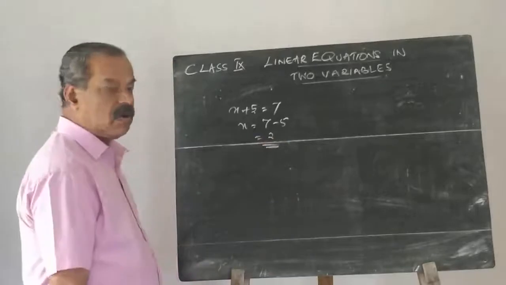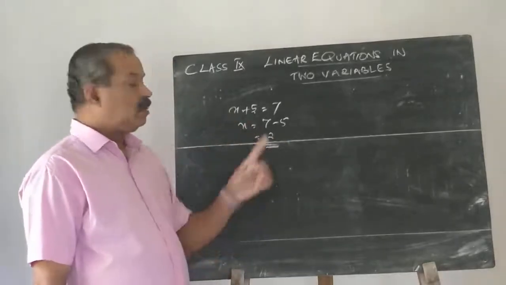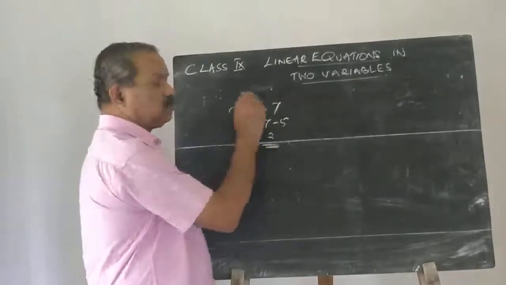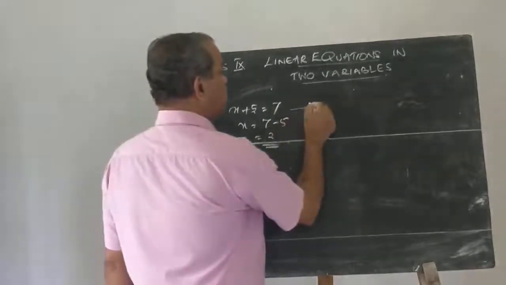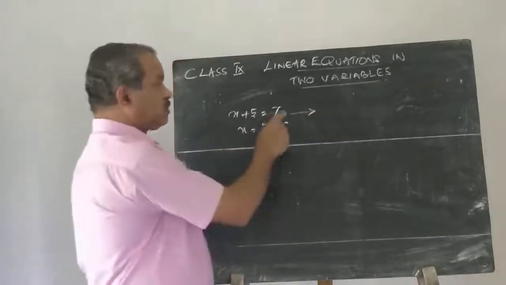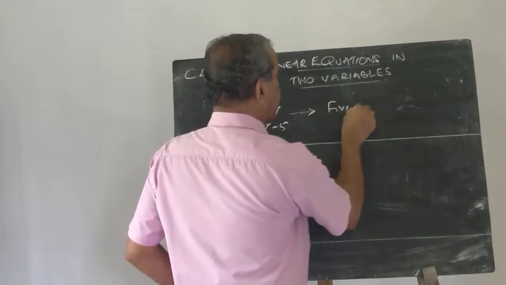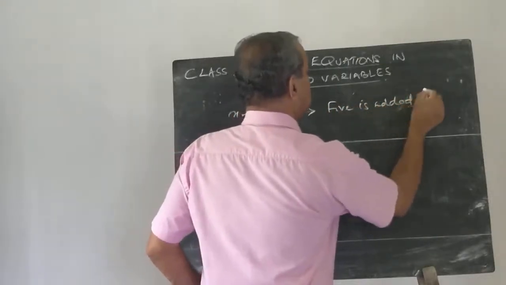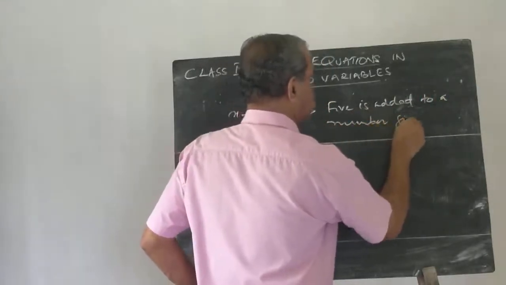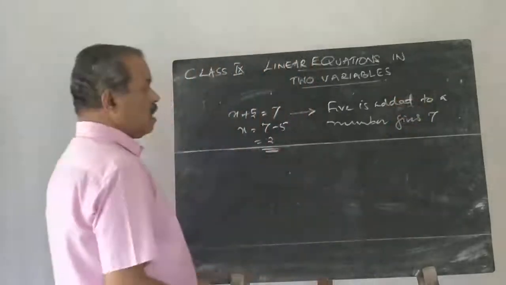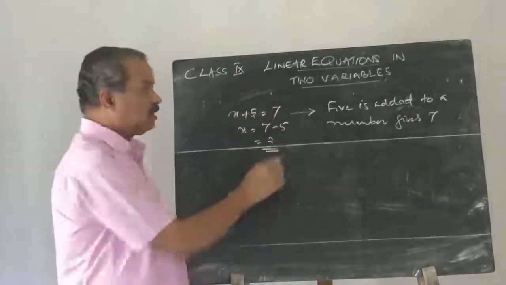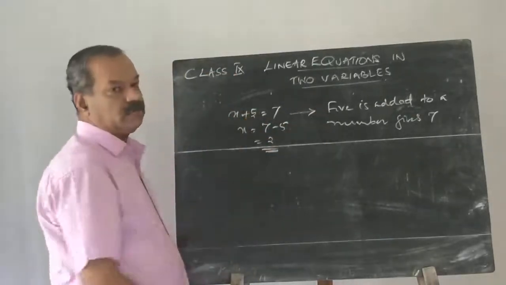How many solutions are there for a linear equation in one variable? It has only one variable. So, a unique solution, one and only one solution for this equation. What is the statement form of this equation? 5 is added to a number gives 7. 5 is added to a number gives 7 is the statement form of this equation.